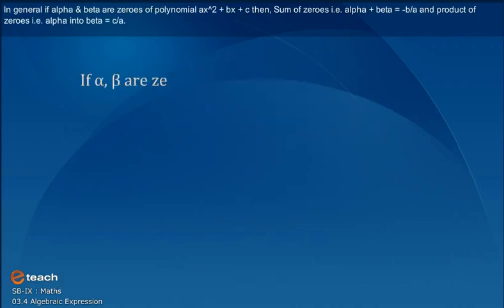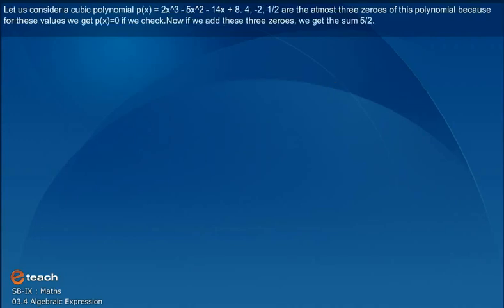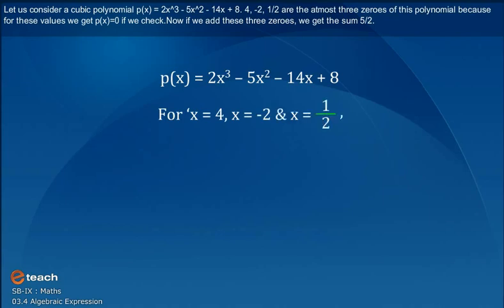In general, if alpha and beta are zeros of polynomial ax square plus bx plus c, then sum of zeros, that is alpha plus beta, is equal to minus b upon a. And product of zeros, that is alpha into beta, is equal to c upon a. Let us consider a cubic polynomial, P of x is equal to 2x cube minus 5x square minus 14x plus 8.